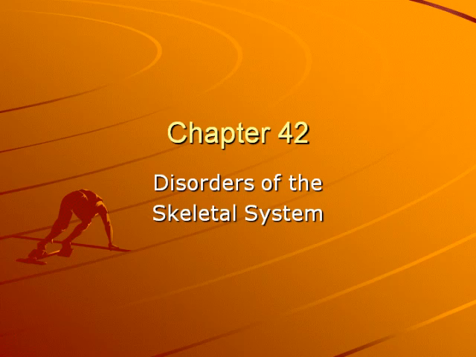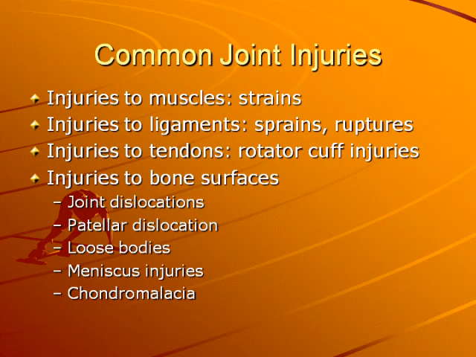Okay, everybody, we're going to move on to Chapter 42, Disorders of the Skeletal System. We're going to start with just some common joint injuries that you hear and see all the time. First of all, you have strains. Those are injuries to muscles where you have a stretching or a partial tear in a muscle or a muscle tendon unit.